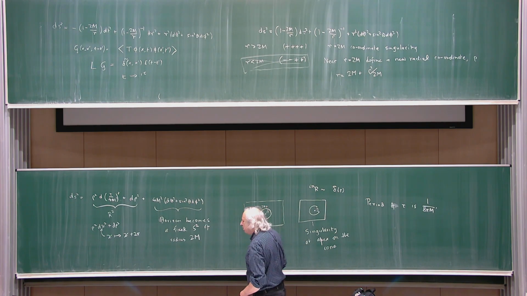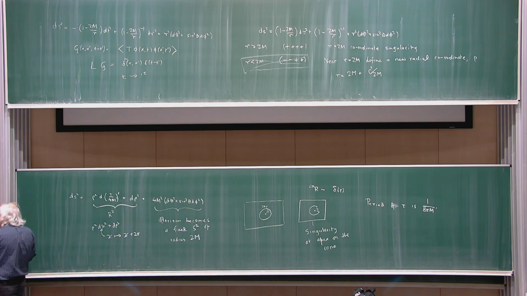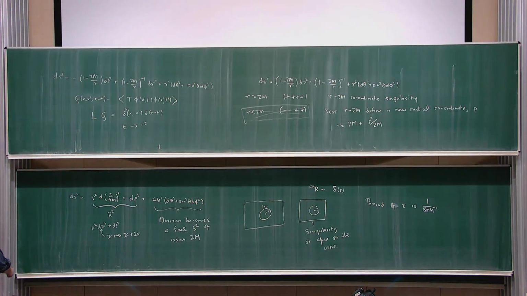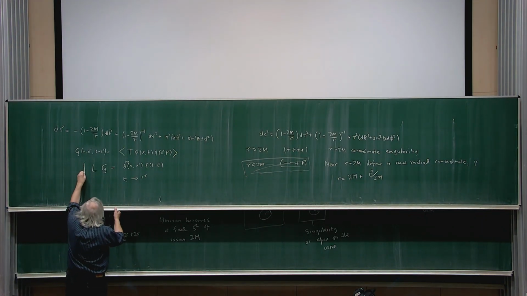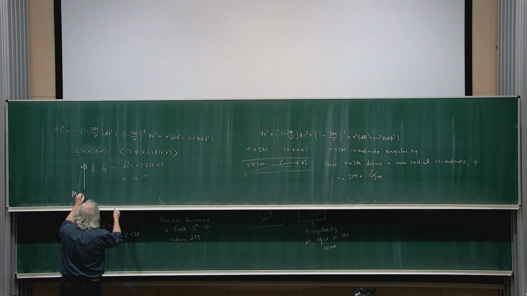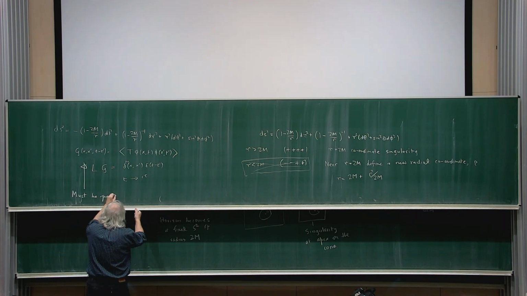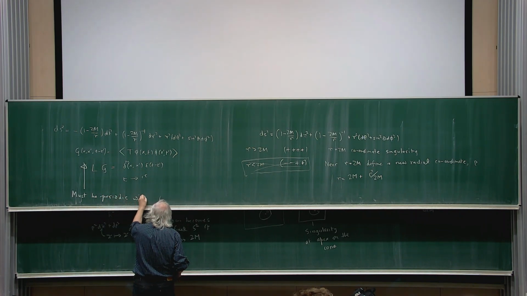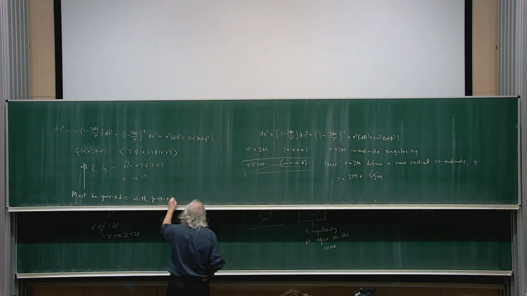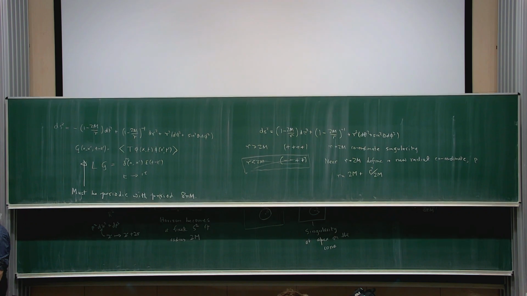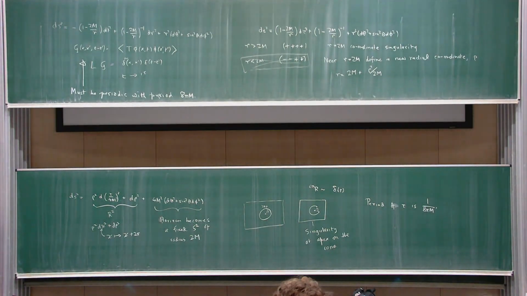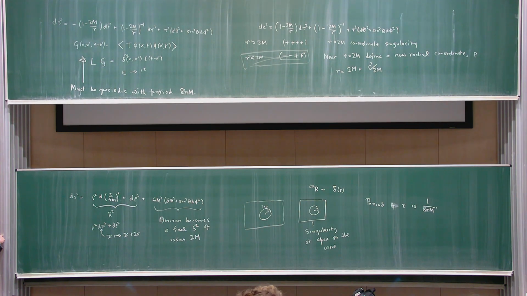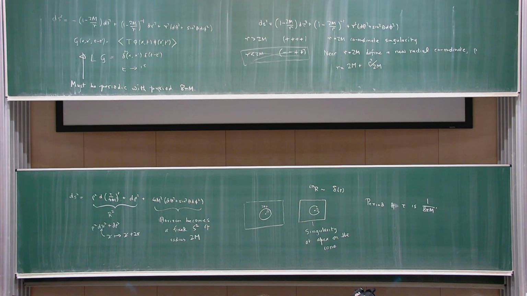That means that if you look at this object G, it must be periodic with period 8 pi m.